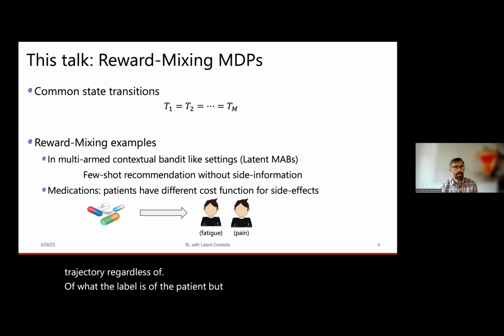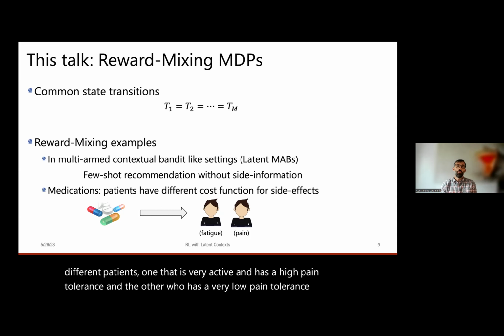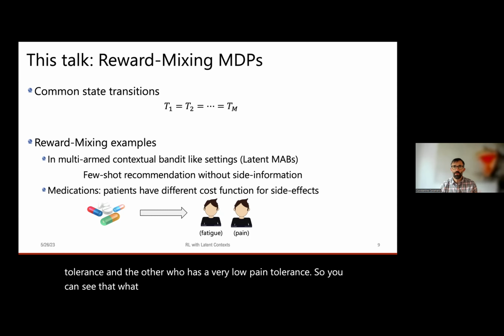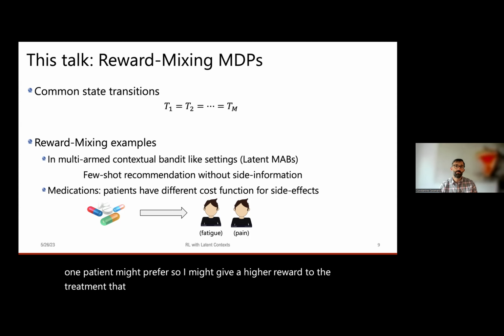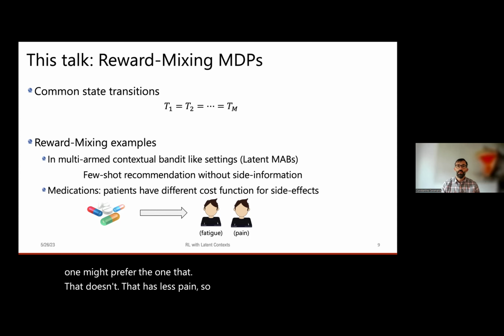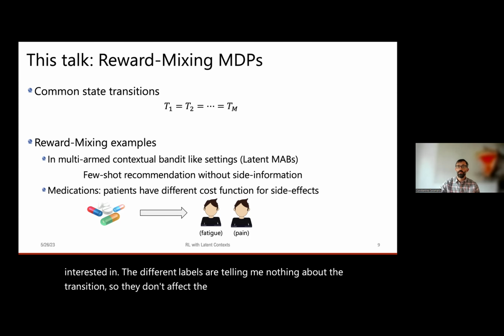But imagine that I have now two different patients, one that is very active and has a high pain tolerance, and the other who has a very low pain tolerance. So what I'm trying to build up here is an example where one patient might give a higher reward to the treatment that doesn't promote drowsiness, and the other might prefer the one that has less pain. So this is the problem that I'm interested in. The different labels tell me nothing about the transition, so they don't affect the transition, just the reward.